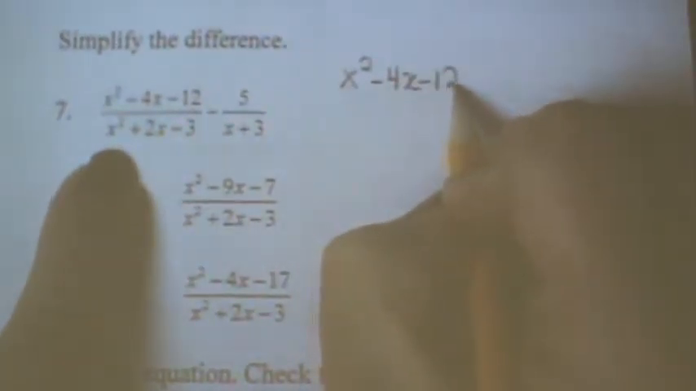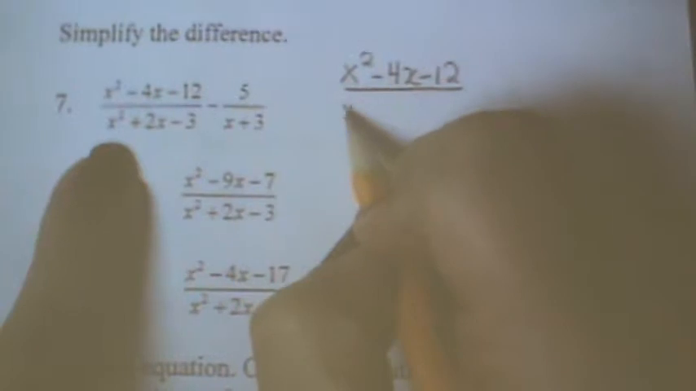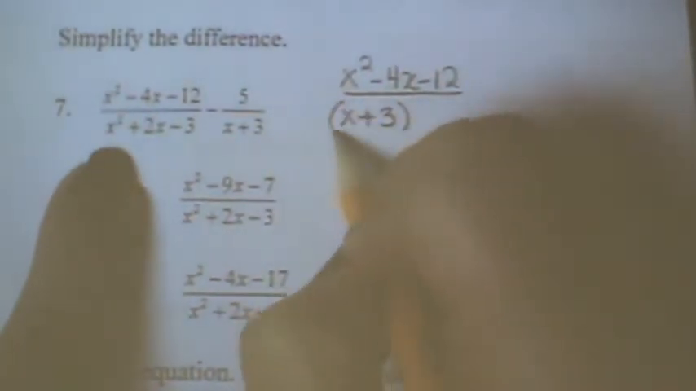Next one. Simplify the difference. We are subtracting here. Now we cannot add these two up or subtract because they have different denominators. So I want to see what this denominator is, so I want to factor this. And I bet you one of the factors is going to be x plus 3. So we have, and you don't have to factor this piece, but this bottom is going to be x plus 3 times x minus 1.